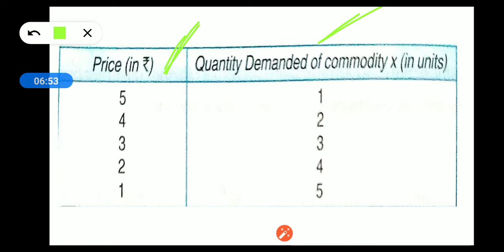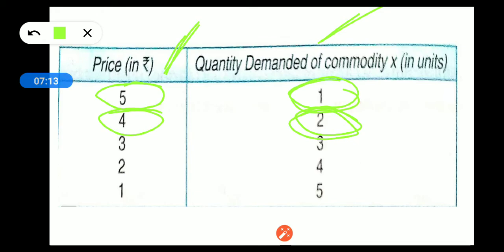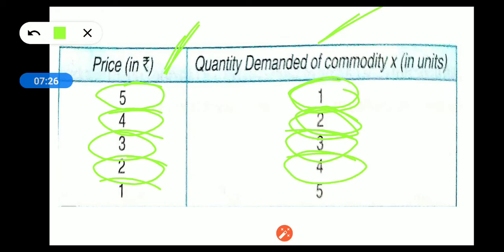So when price of the commodity is ₹5, demand is 1, meaning the consumer likes to purchase one unit. Now when price falls to ₹4, price जब घट गया तो quantity demanded of commodity increases to 2, तो price जैसे ही घटा तो अब जो है 2 खरीदने लगा. When price falls to 3, the quantity demanded increases to 3. When price falls to 2, the quantity demanded is 4. When price falls to ₹1, then quantity demanded is 5.